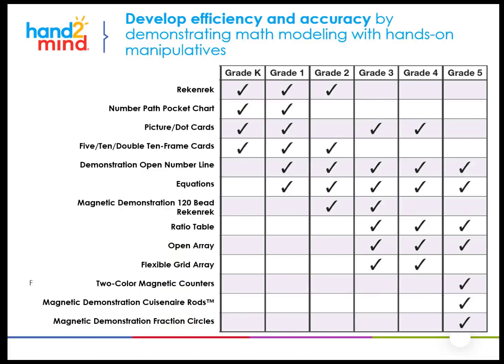A differentiator for daily math fluency is the strategies and the hands-on approach to fluency using manipulatives. Here you can see the manipulatives across grades K-5. Notice some are more heavily used at K-2 and some at 3-5, but some do span across the grade levels, like the open number line. It starts in grade 1 and is used all the way through grade 5.